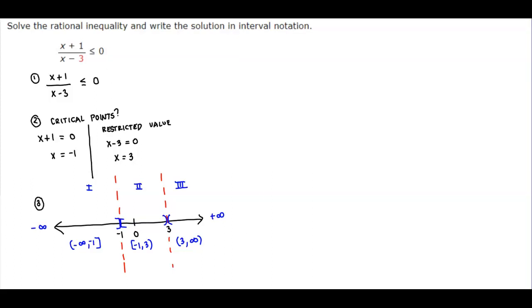So the next thing now is we're going to test each region. If we take a look at region 1, we can pick an x value of -2 and then plug it into the inequality x plus 1 over x minus 3 and see if that's less than or equal to 0. So if we take -2 plus 1, over -2 minus 3, we want to determine if that is less than or equal to 0. So we get -1 over -5, which becomes a positive 1/5. And positive 1/5 is not less than or equal to 0. So it's false in region number 1.